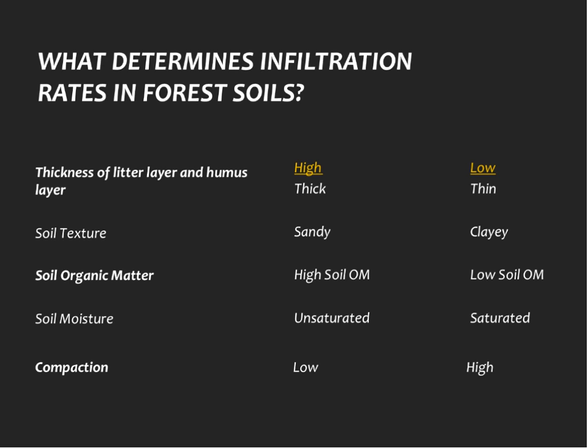And you can begin to see that if you do have a situation where you have a very clay soil, characteristics that you can control, like a thick litter layer or high soil organic matter, or reducing compaction, could be important for offsetting that low infiltration rate.